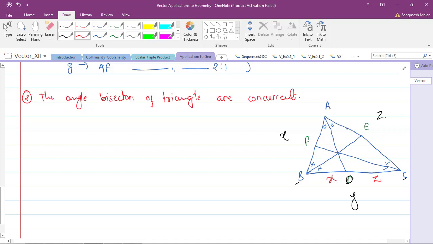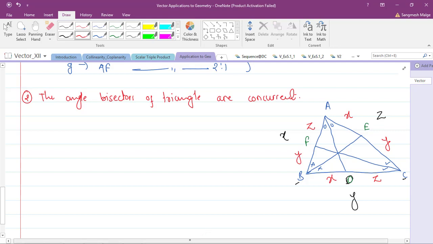So similarly we can write the point E divides the segment AC in what ratio? This part is x, and the downside part is y. Okay, next coming to this point, F divides the segment AB in the ratio, this part is z, and this part is nothing but y. I hope it is clear.